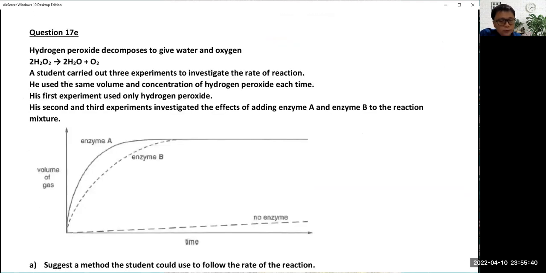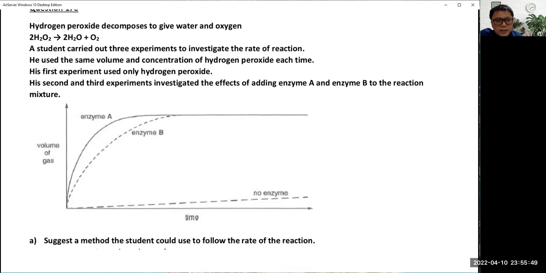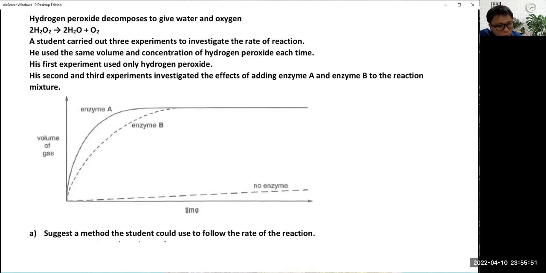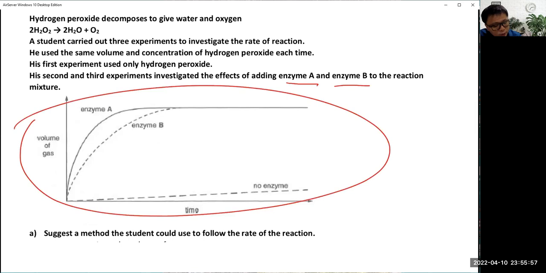Then you try the last question for this. This is also a KBAT question. You try to explain. Good. So now this one is slightly KBAT. The way they ask is a bit different. How are you able to follow this experiment? They put enzyme A and enzyme B. Then this is the result. How do you measure this gas?